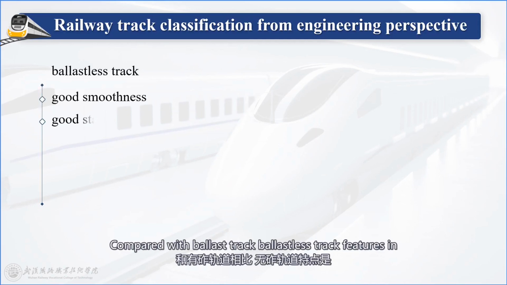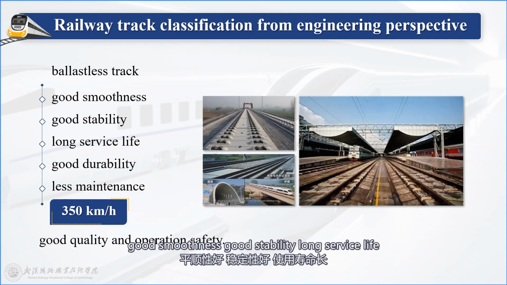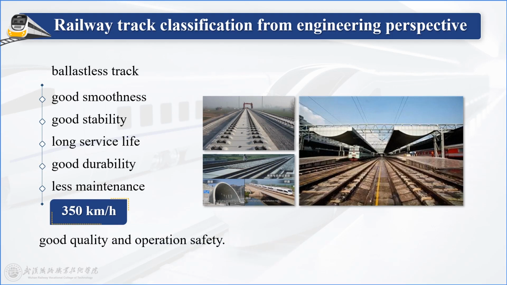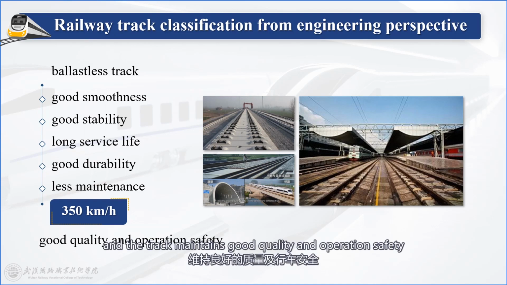Compared with ballast track, ballastless track features good smoothness, good stability, long service life, good durability, and less maintenance. The train speed can reach over 350 kilometers per hour, and the track maintains good quality and operation safety.